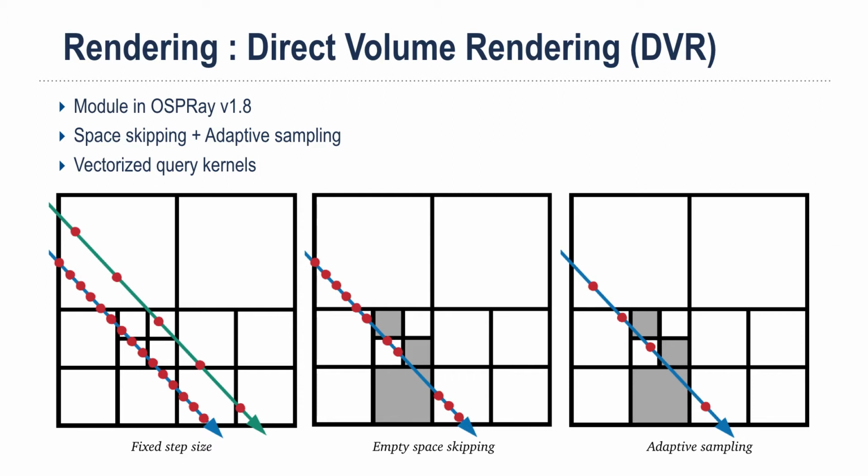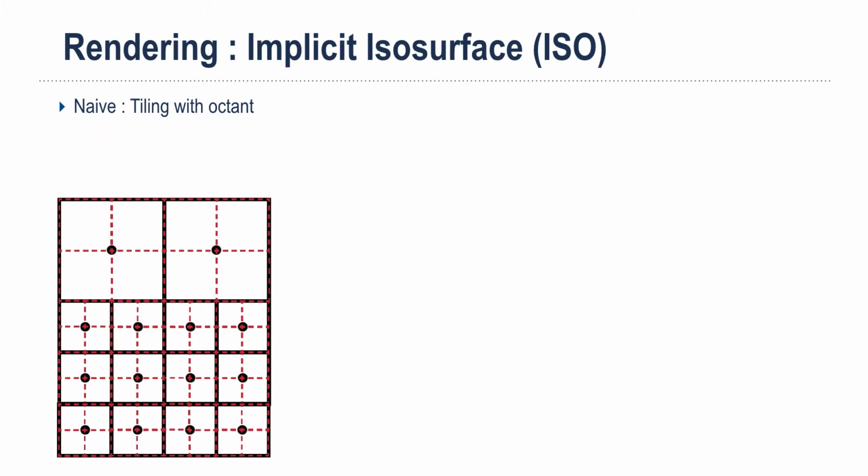We use a standard front-to-back ray traversal. The nodes are skipped if the volume range is entirely transparent, and the integration step size is adjusted to the width of the leaf cell being sampled. For isosurface rendering, we use implicit isosurface ray tracing rather than explicit isosurface extraction.